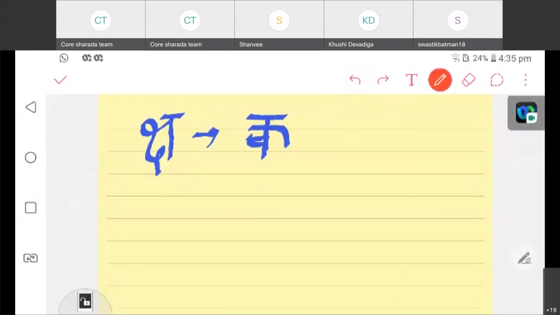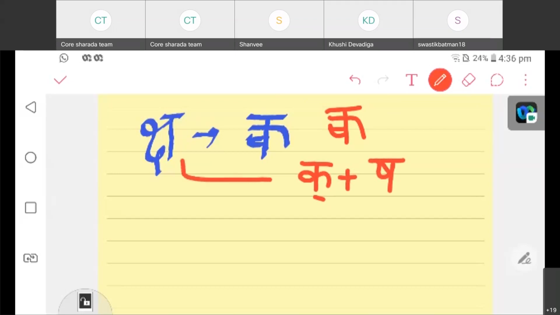Right now students will just remember there is a reason why it is drawn like this, which we will learn in a future class. Because these are compound conjuncts, just remember how we are drawing it. As Snehaji has already shown, it is a combination of two letters, K plus Sh. So K is written half and Sh is written below that. Why it is written like that, we will learn in our next class. But today we will just remember how these three alphabets are written in Sharada Lipi.